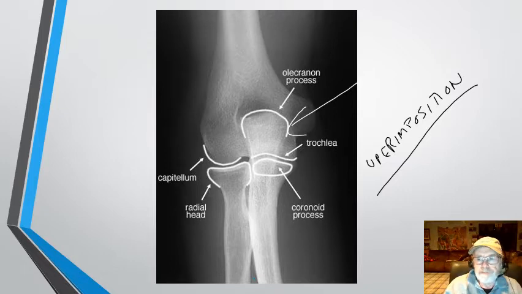What am I trying to say? What I'm trying to say is when we look at an x-ray, it is a two-dimensional representation of a three-dimensional object.